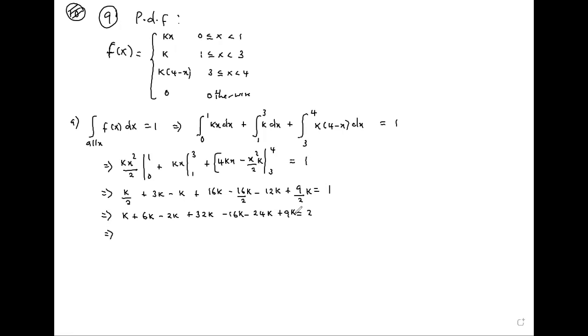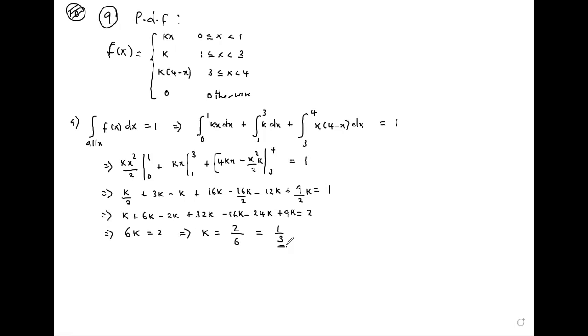Yes. So now we have 7, 5, 37. So 37 minus 16 minus 24 plus 9 is equal to 6. So we get 6k is equal to 2. So k is 2 over 6, which is 1 over 3. Yeah, this is correct. I'm now convinced. So I found k, 1 over 3.